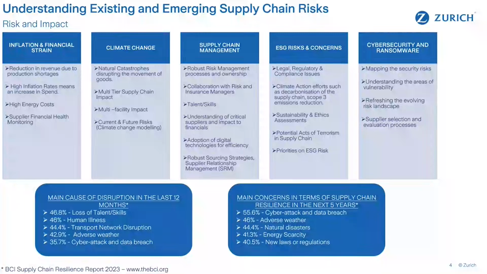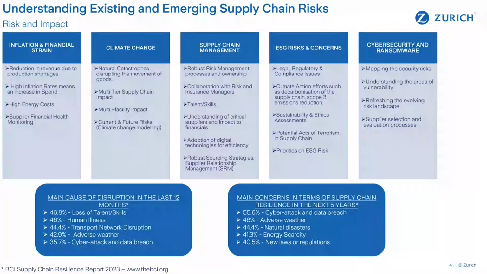So let's look at the risk and impact of each one of these risks that we've highlighted. So inflation and financial concerns. So inflation, obviously we are in a time where the cost of everything is going up. As a result of this, we're seeing increased spend within organizations, and with increased spend comes a reduction in bottom line revenue, especially in cases where organizations can't necessarily pass that cost on to the consumers due to several different concerns around potential loss of business. But inflation is definitely putting a financial strain on lots of suppliers.